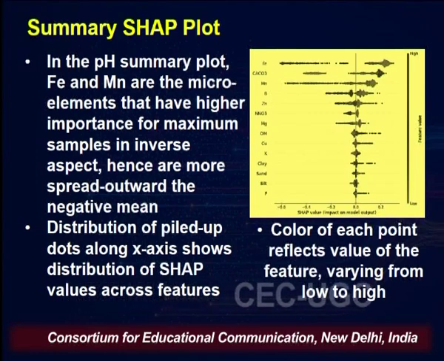So in this pH summary plot, we can see that Fe and Mn are the micro elements that have higher importance for maximum samples in the inverse aspect. Okay, so not towards the higher, but in the inverse aspects, Fe and Mn are having importance.